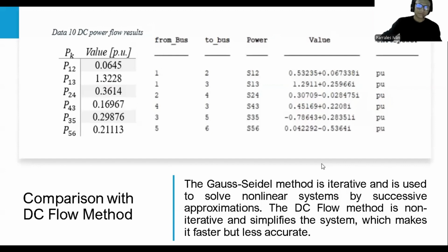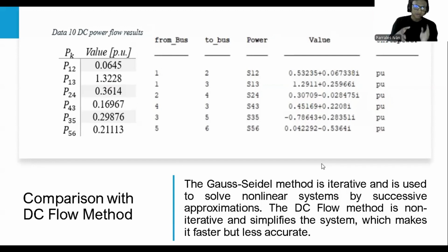Hello, my name is Ivan Barrales, and I will describe the comparison made between the Gauss-Seidel method and the non-iterative DC power flow method. The DC flow method assumes that the reactive power is negligible, which is valid in systems where the reactive power is much smaller than the active power. However, when reactive power is significant, as in this case, the DC flow method can generate considerable errors.